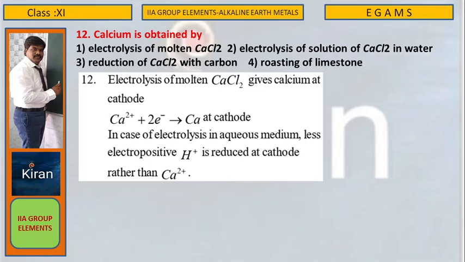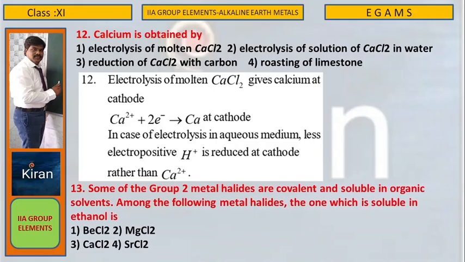See here, calcium ion absorbs two electrons and forms Ca at cathode. In case of electrolysis in aqueous medium, less electropositive H plus is reduced at cathode rather than calcium ion. So here our answer is where the calcium is formed at cathode. So, calcium is obtained from calcium chloride. From that calcium chloride we are separating our calcium. Always cations are formed at cathode.